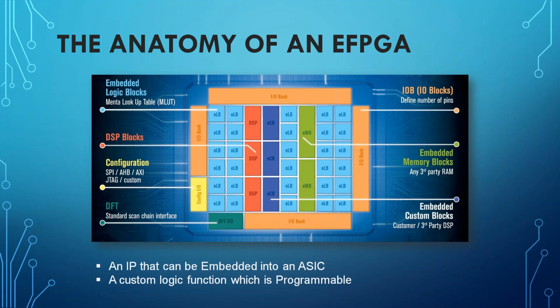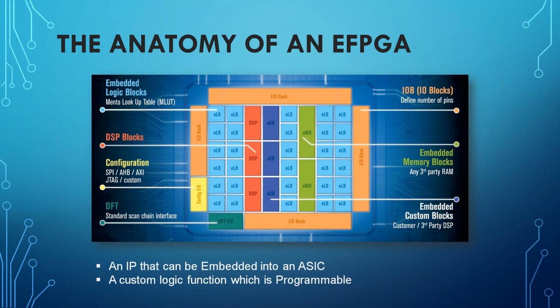We have embedded memory blocks, and these embedded memories basically use third-party or foundry memories. And what we do is we put a wrapper around this, and this allows us to intelligently use the memories in the design during synthesis and place and route.